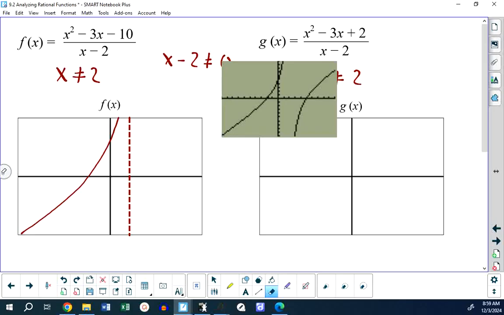And then we also have this other branch, roughly, I'll go about here. It does not have to be perfect. In fact, if I wanted to, I could make it a little better to make it more symmetrical on both sides of that asymptote. That is not the point. The point is this non-permissible value results in a vertical asymptote at x equals 2.